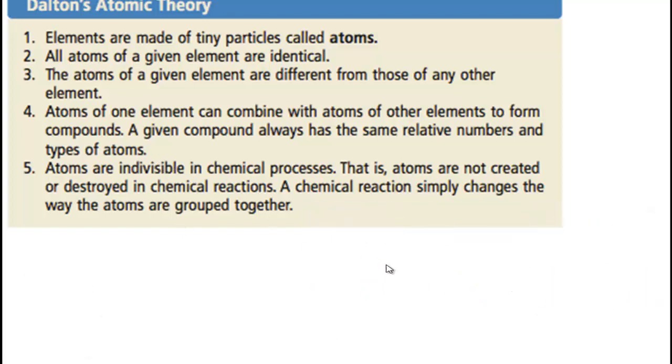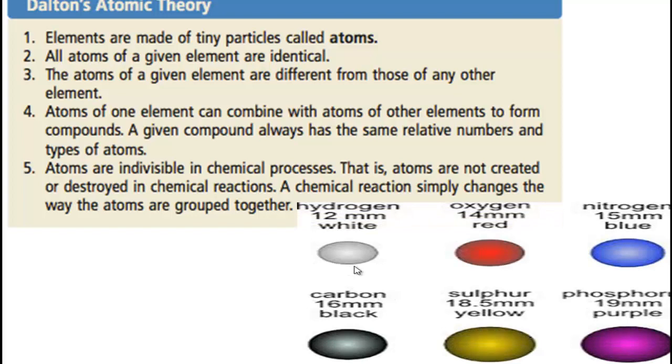Follow the another picture. Follow here. These are also atoms of different elements. This is hydrogen, oxygen, this is nitrogen. Their colors are different, and also their size. This is 12 millimeter. Its diameter is 14 millimeter. Its diameter is 15 millimeter. It is of 19 millimeter. So their sizes are also different. So I hope now you clearly understand the third point.